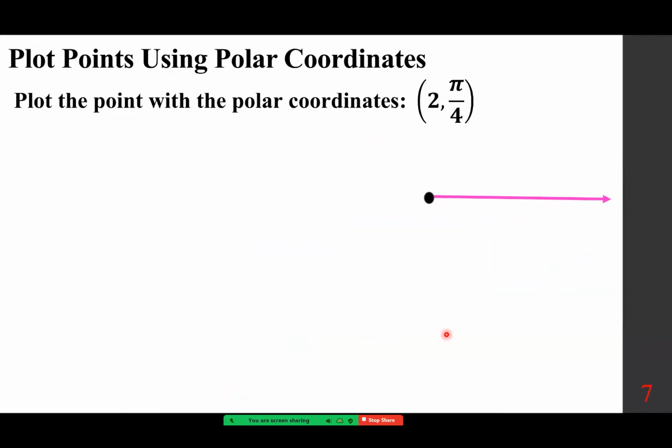Plot points using polar coordinates. For example, we want to plot the point with the polar coordinates 2 comma pi over 4. And so here's the pole. Here's the polar axis. You can think of it as the positive side of the x-axis. The very first thing we do, we come up with theta. So from the polar axis, draw an angle of pi over 4.